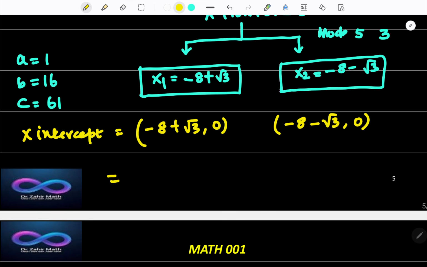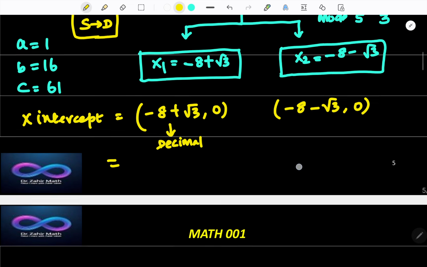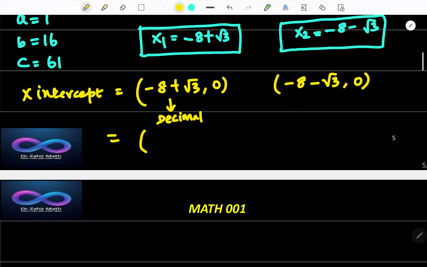But if you keep like this, it's very difficult to put in the sketch. So I'm converting into decimal. You know decimal? In the calculator, you just press S to D, this key you should use it. So when you use this in the calculator, you will get minus 6.26 comma 0 and minus 9.7 comma 0.